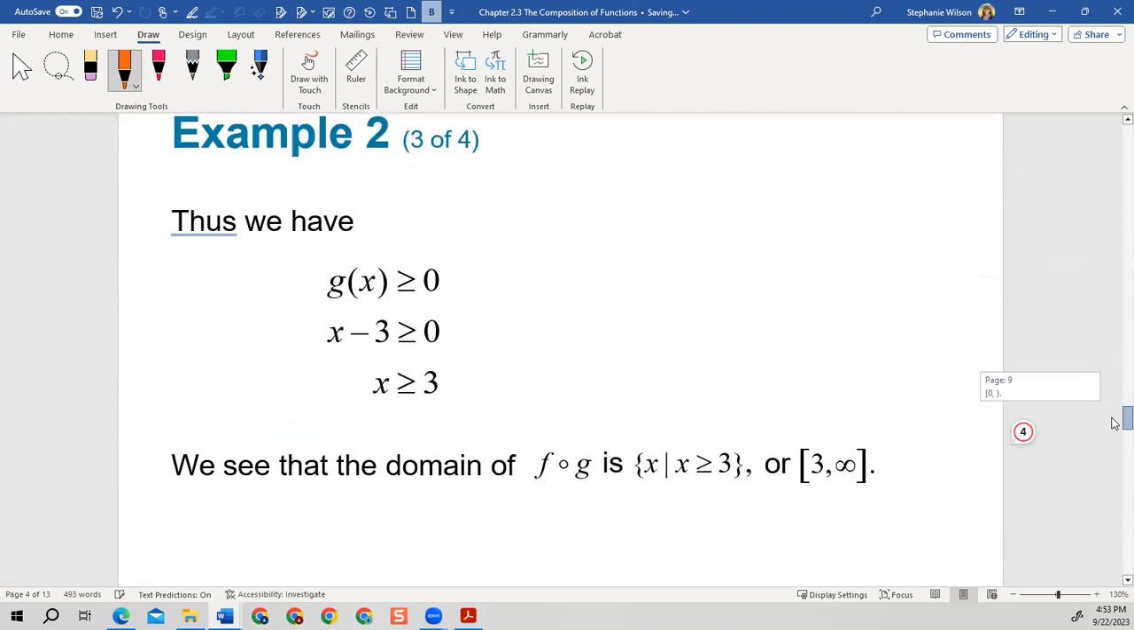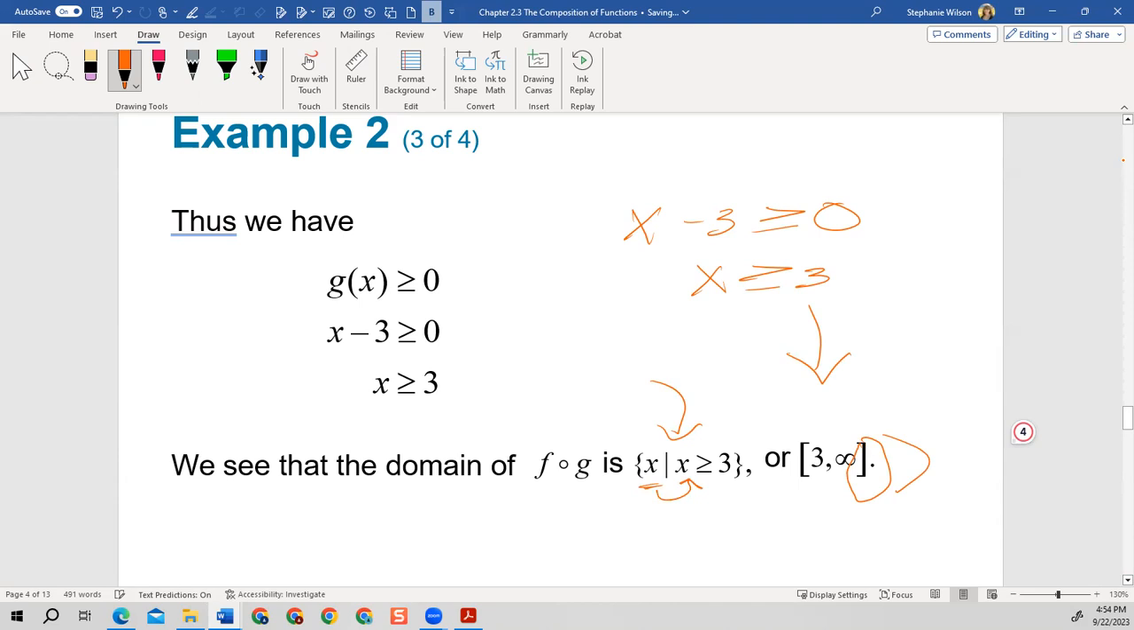This we have, it says g of x is greater than or equal to 0. And then if we say that, then we can take the x minus 3, set it greater than or equal to 0 and solve. And this is what we get. 3 to infinity. You can't put a bracket on infinity, so that's a typo. It has to be a parenthesis because you can't stop at infinity. This notation here is a set builder notation. It's telling me I have a set that builds on x, where x is greater than or equal to 3.